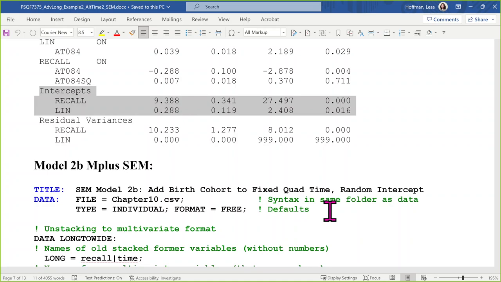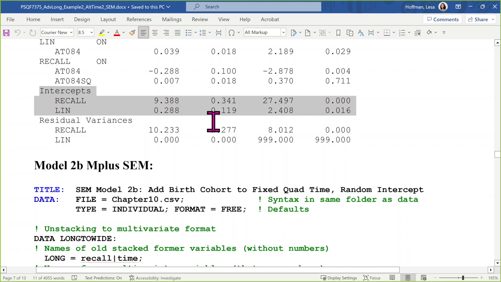To me, the first is the fixed intercept for recall, the outcome. The second one would be the factor mean for the linear predictor. Yeah, the factor mean for the linear slope variable. So this is confusing potentially here, right? The intercept of the linear. It's like, what? Linears don't have intercepts. Well, they kind of do.